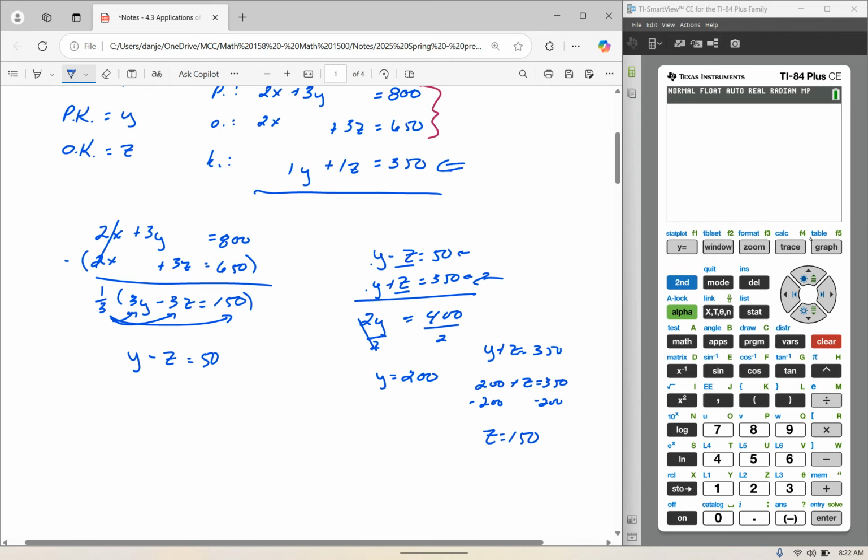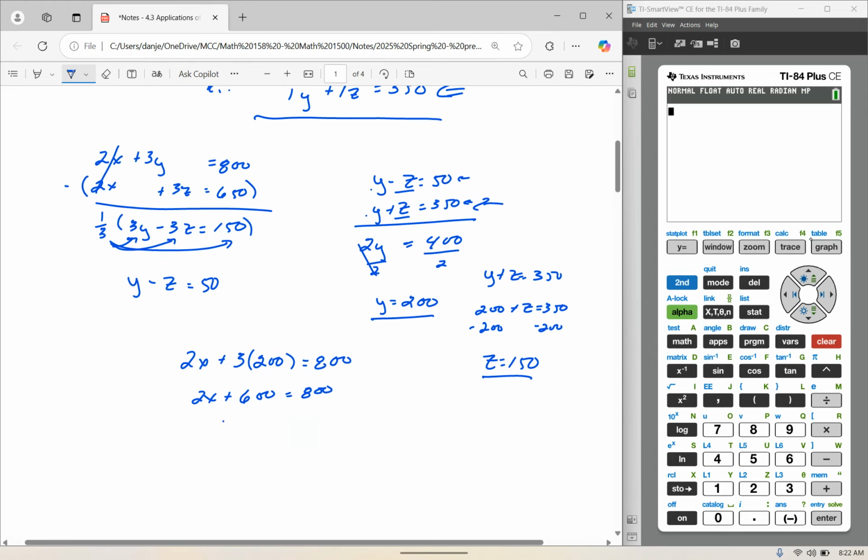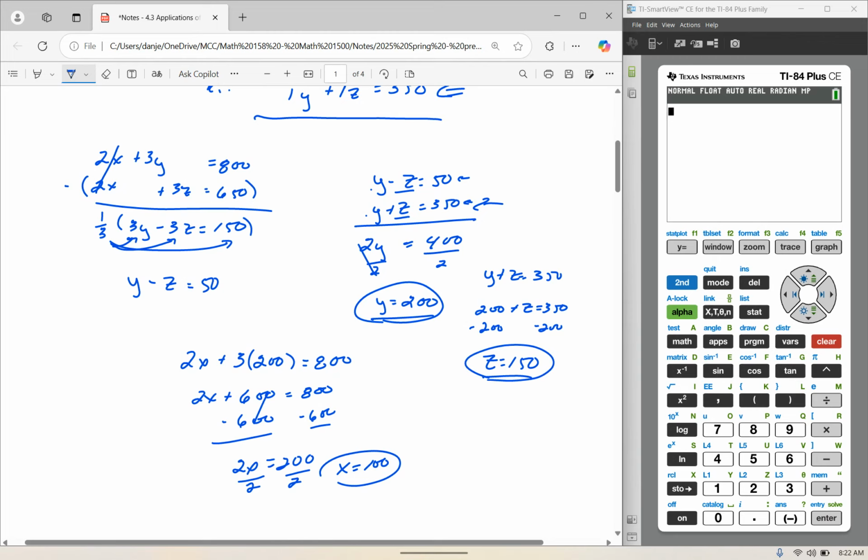I can also use the fact that y equals 200. I'm going to use that in the top equation, where we know that 2x plus 3y, which is 200, equals 800. So 2x plus 600 equals 800. When we subtract 600 from both sides, 2x equals 200, divide by the 2, x equals 100. Y equals 200, z equals 150.